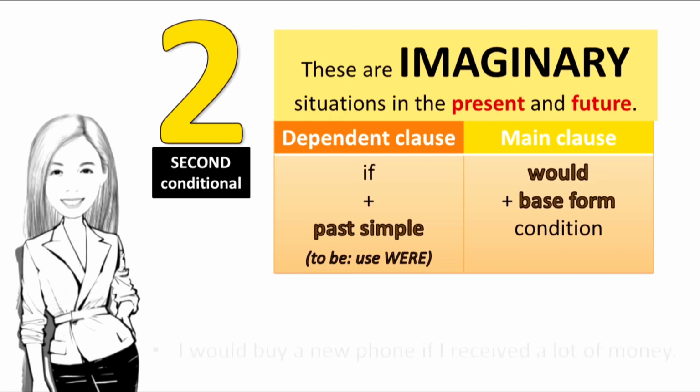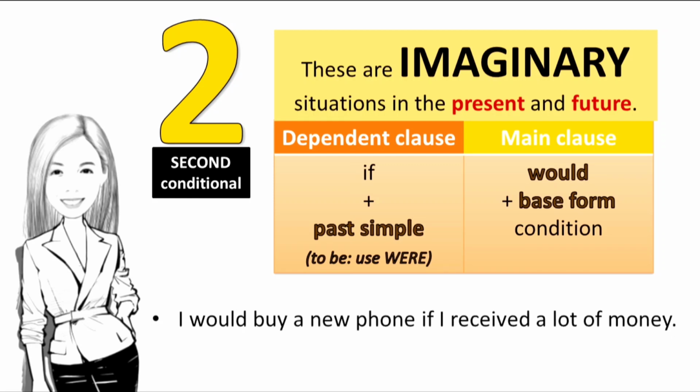Another one is, I would buy a new phone if I received a lot of money. In this case, I am only imagining that I have a lot of money. And if I had a lot of money, I would buy a new phone. That's what I wanted to do. That's why I use "would buy" for the main clause and "received" for the dependent clause because I need to use the past simple. It's easy, right?